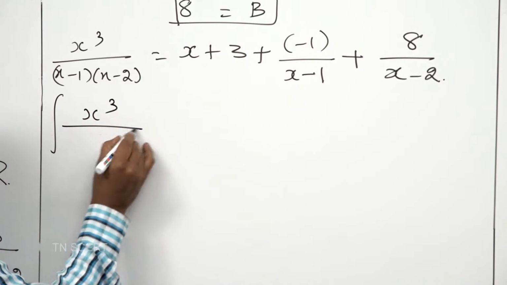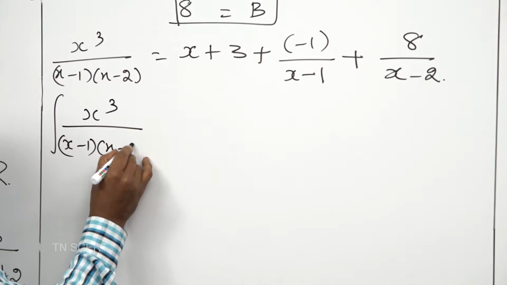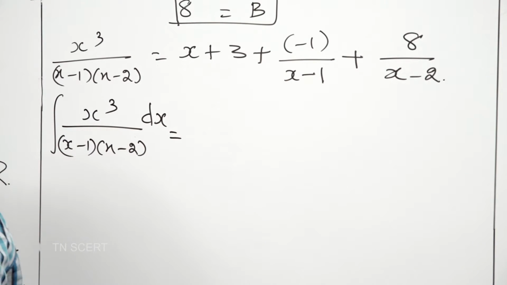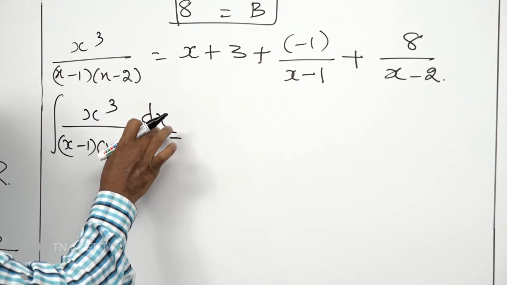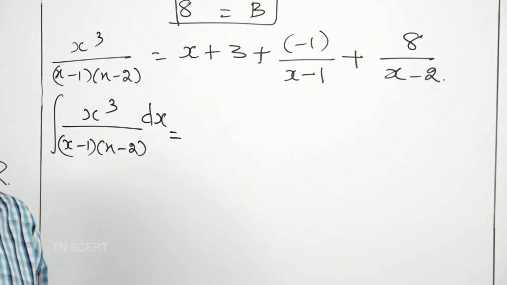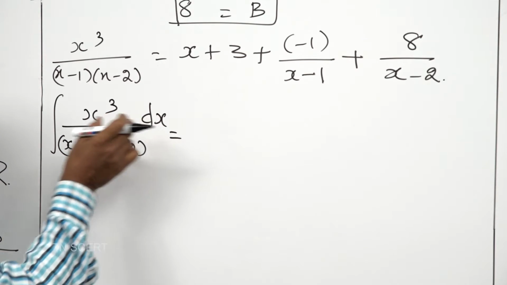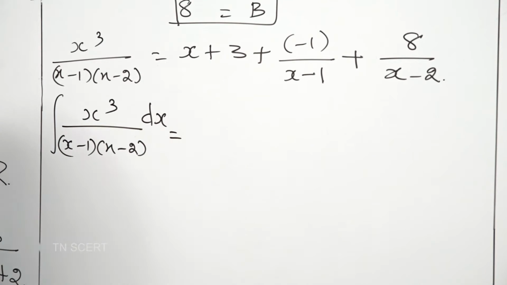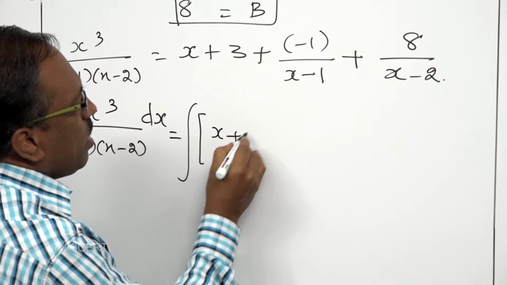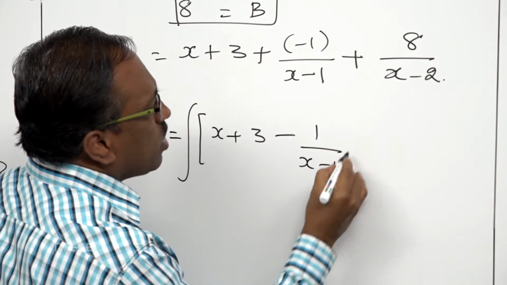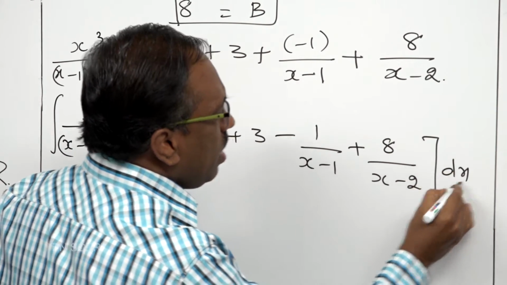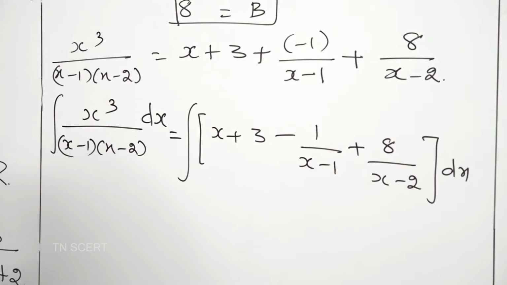Integral x cube by x minus 1 into x minus 2 dx. As and when you put this symbol, this dx is very important. Without putting this dx, if you write the symbol leaving out dx, it is like a man without a head, to give an example. So, as and when you write the symbol, dx you must write. Now, integral of bracket x plus 3 negative 1 by x minus 1 plus 8 over x minus 2 dx. Each one you have to integrate.